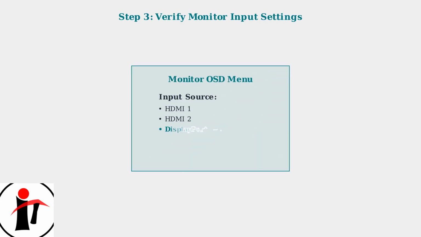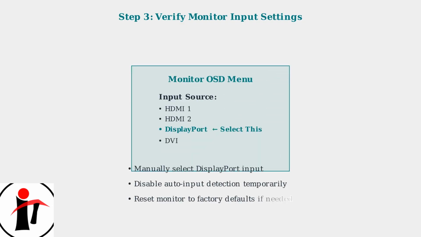Finally, we need to verify the monitor's input settings and configuration. Access your monitor's on-screen display menu and manually select the DisplayPort input. Many Sceptre monitors have multiple input options, and the automatic detection may not work properly. Sometimes disabling auto input detection and manually selecting DisplayPort resolves the issue immediately.